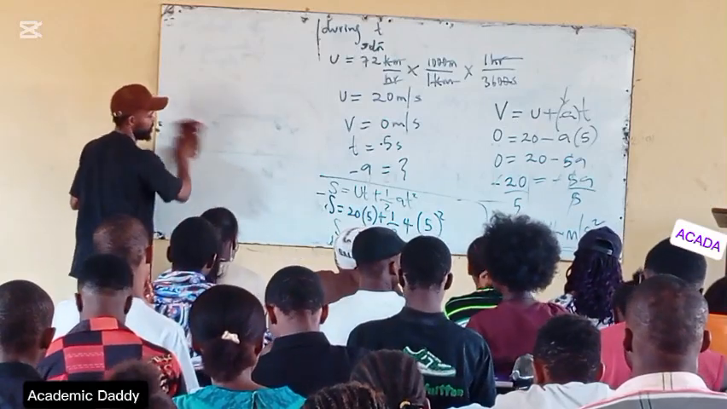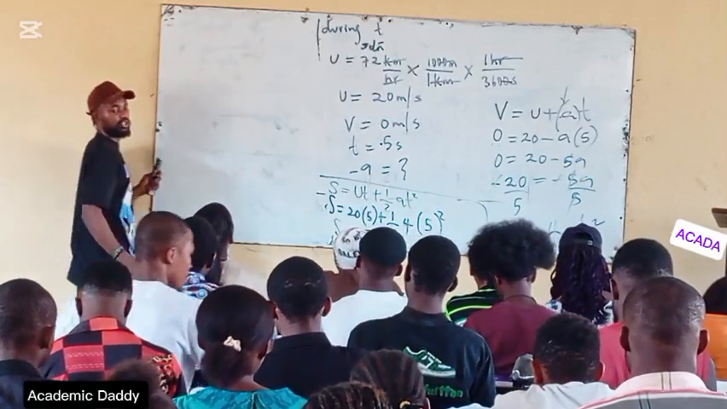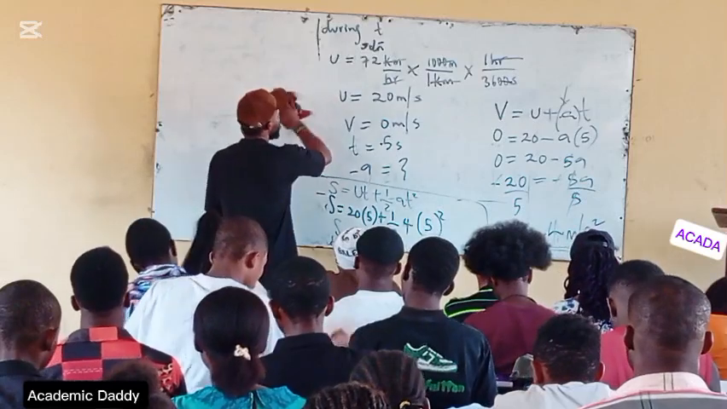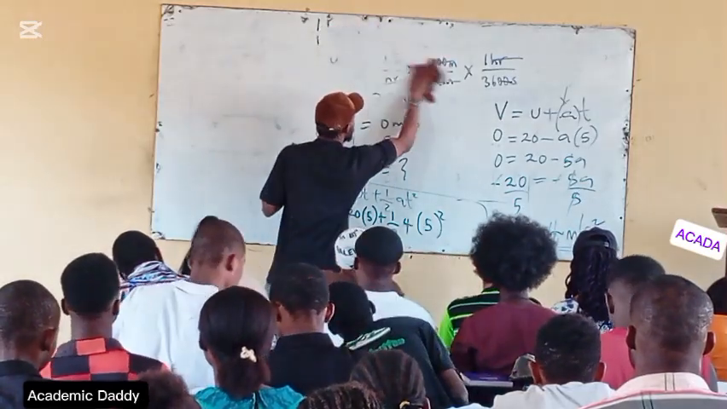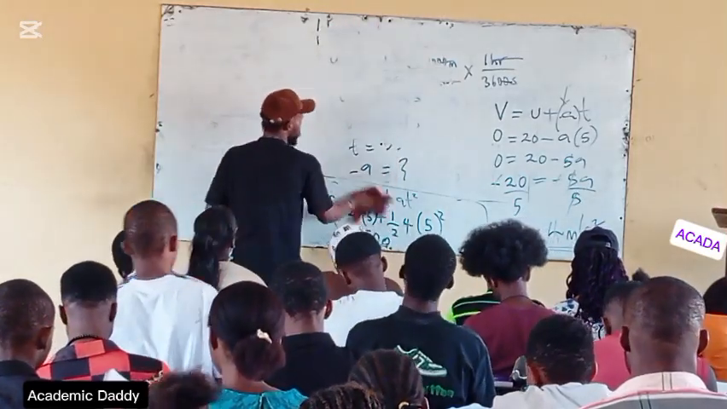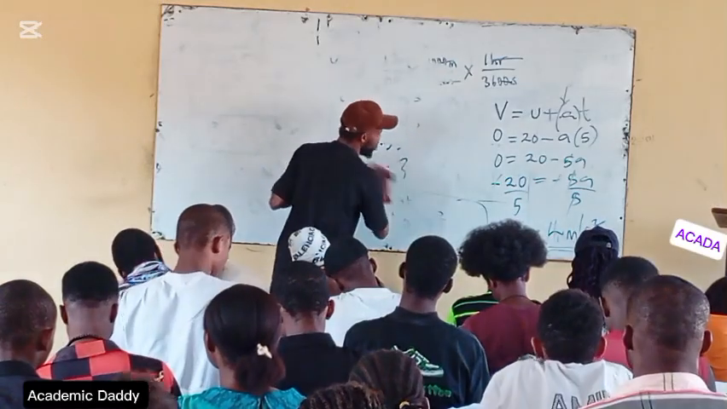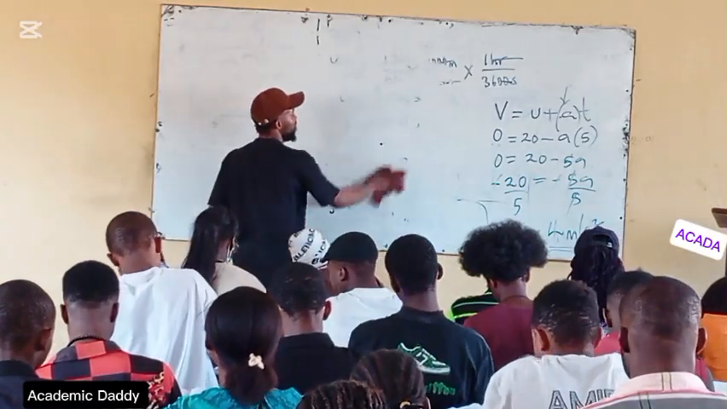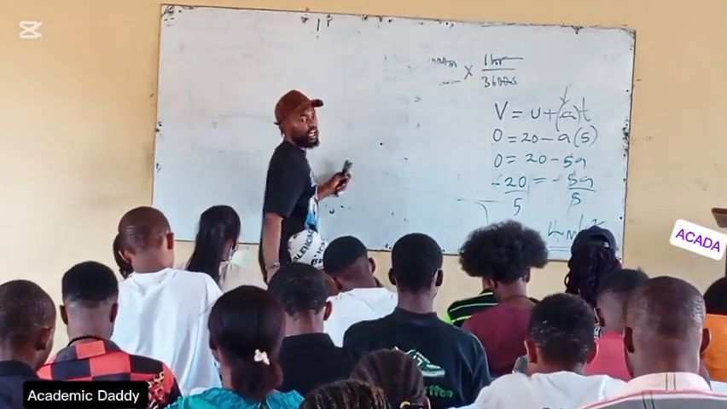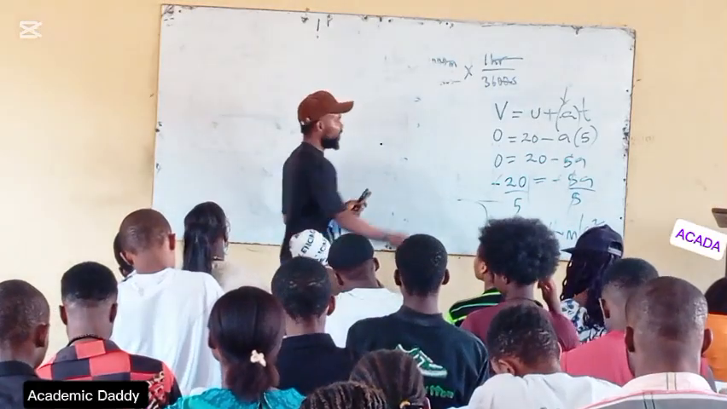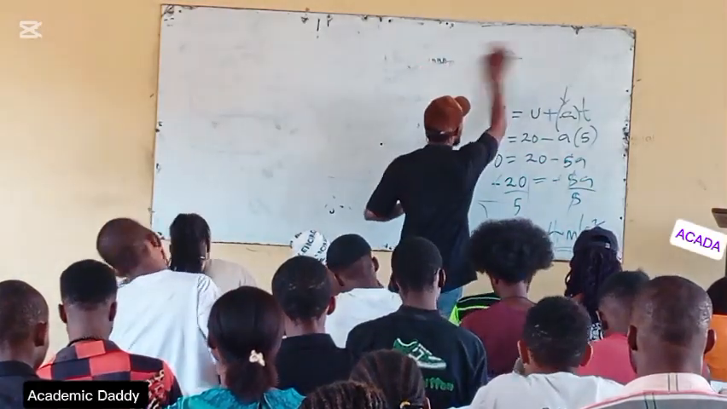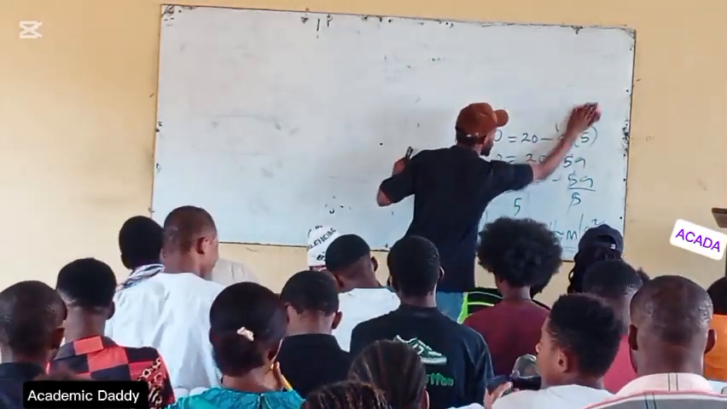Write three examples of vector quantity. You know displacement, you know velocity, you know momentum, you know everything will be treated that is not a scalar quantity.